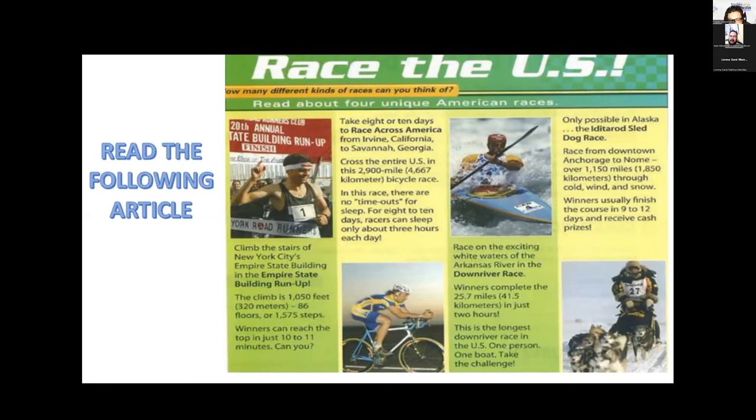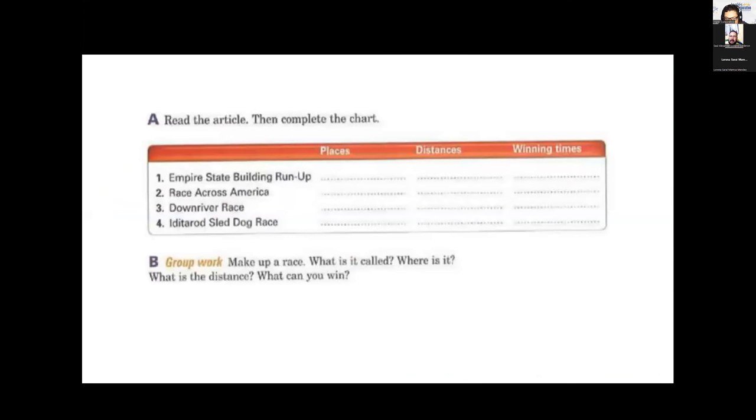What I want you to do is to take a short time to read the article again, and also you will answer the following statement, the exercise that I'm showing here. It says, read the article, then complete the chart. We have places, distances, and winning times. For example, the Empire State Building Run-Up. Aquí usted tiene que ver cuál es el lugar, la distancia y el tiempo que lleva el ganador.